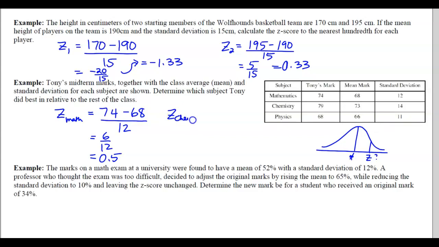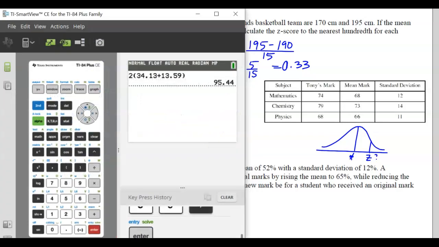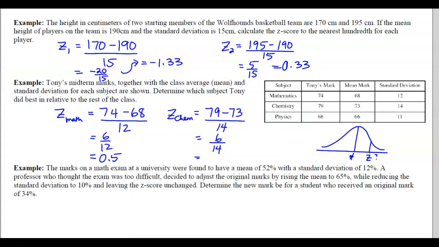Chem, 79 again, scored better than the mean. Also 6% above the mean. But the class was more spread out. That standard deviation was 14. So in this case, 6 out of 14 as a decimal is 0.43 rounded.